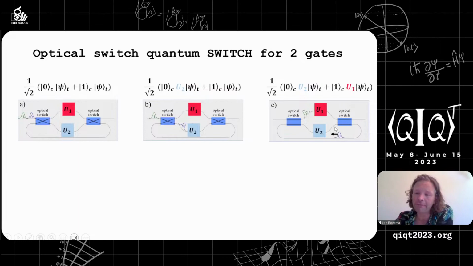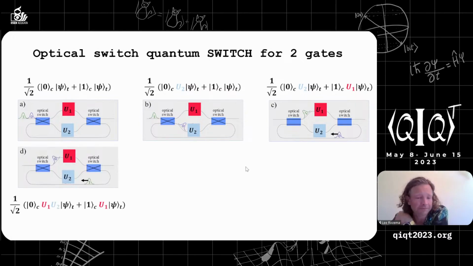At the same time, the first time bin to enter the experiment is going to see the bar state here, and it's going to enter this loop, and then it's going to propagate back from the right to the left this way. We take a lot of care to ensure that this fiber doesn't rotate the polarization, so it just implements identity, so we don't pick up any additional operations acting on the target degree of freedom.